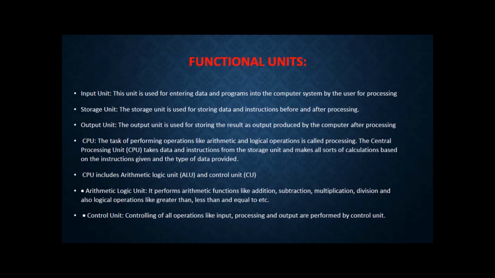The CPU includes the arithmetic logic unit and the control unit. It has two parts. The arithmetic logic unit performs arithmetic functions. These are the mathematical functions like addition, subtraction, multiplication, division, and also some logical operations such as greater than, less than, and equal to. The control unit controls all operations like input, processing, and output.